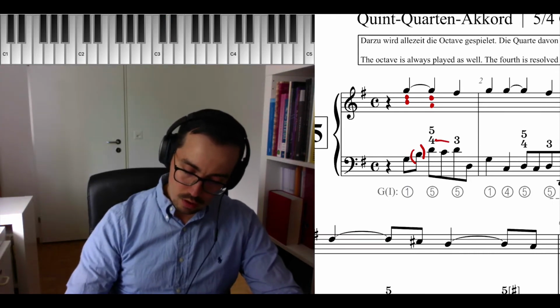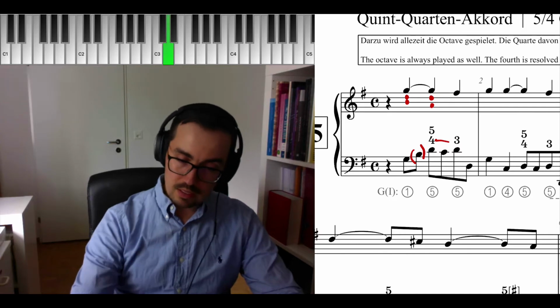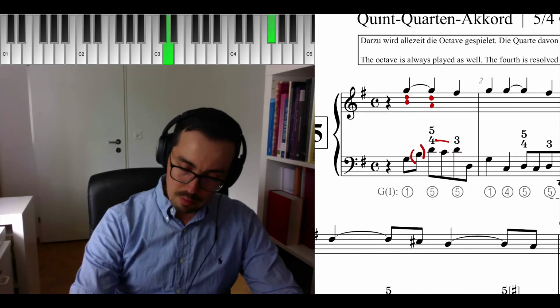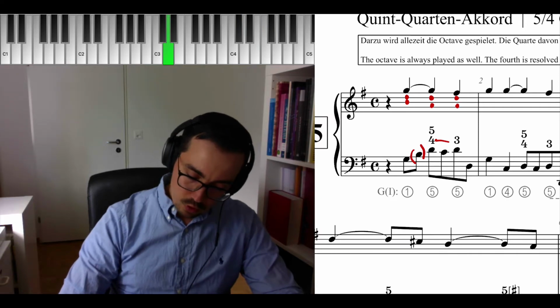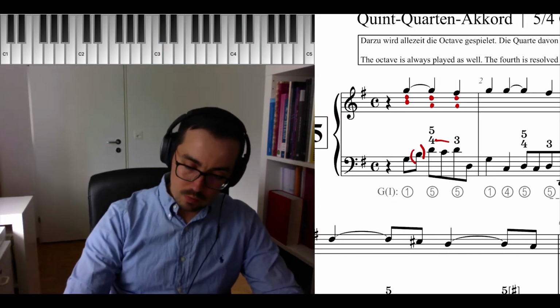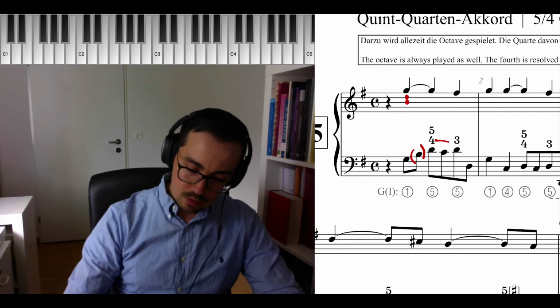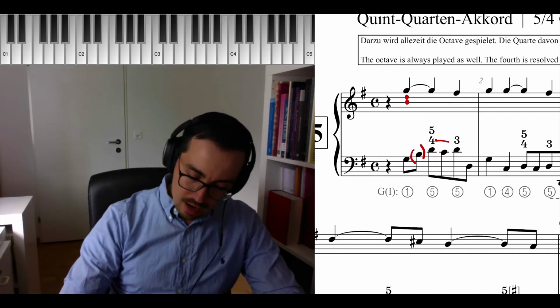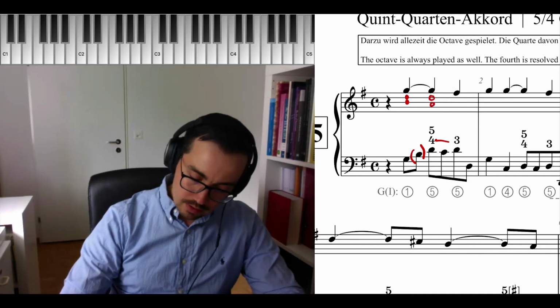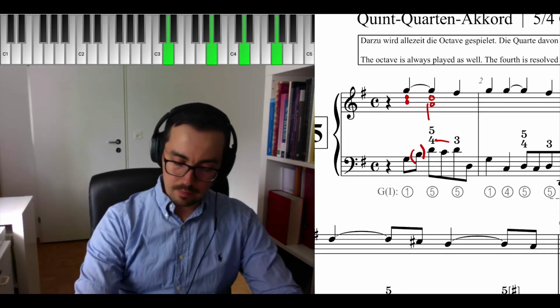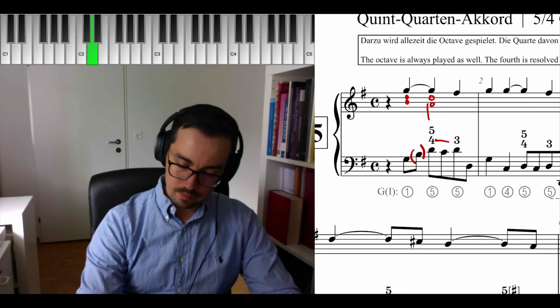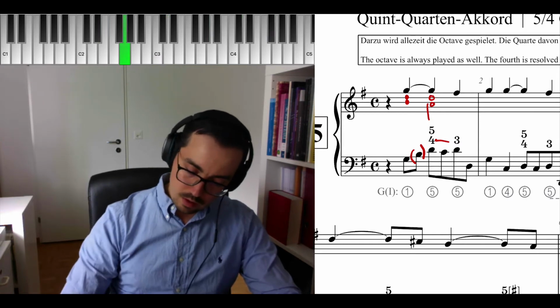Now this 4 moves to the 3. As we can see here, D against F sharp, and we need our octave and our 5th. So you could write it like this with 2 quarter notes, or alternatively, you could combine that rhythm of the middle voices into a half note and play it like that. Continuing on.